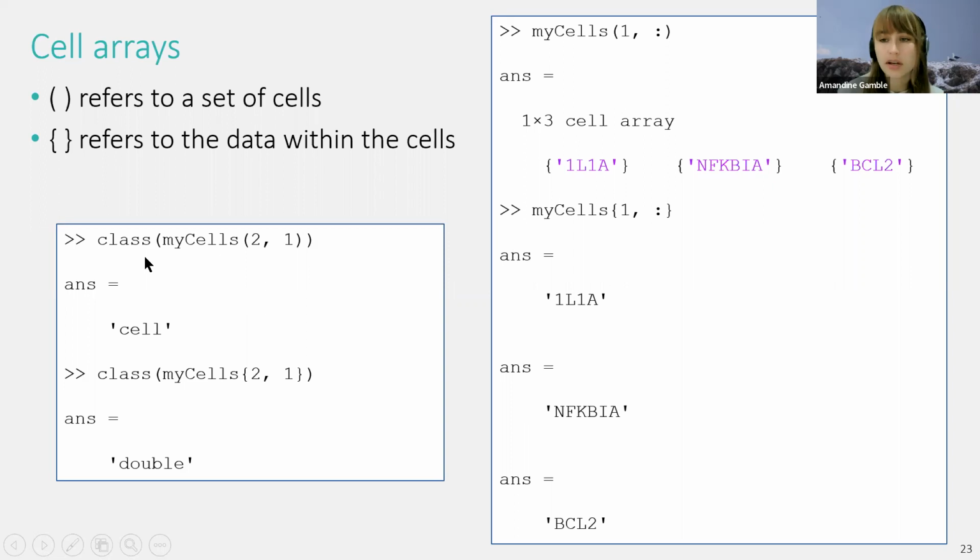You can check that: if you use class on something you call with parentheses, it will tell you that it's a cell. And if you use class on something you call using the brackets, it will tell you it's either a double or a char, depending on whether it was a matrix number or a string.